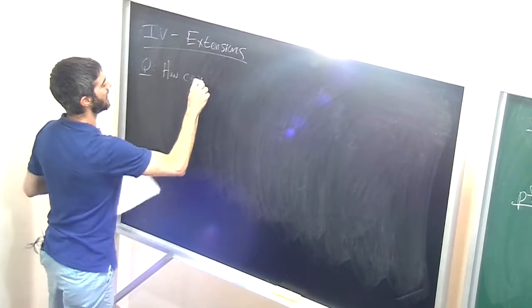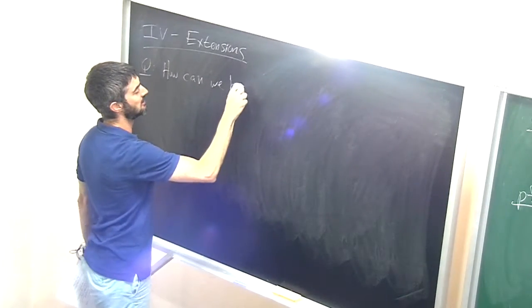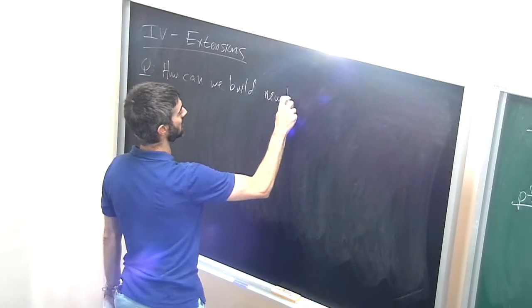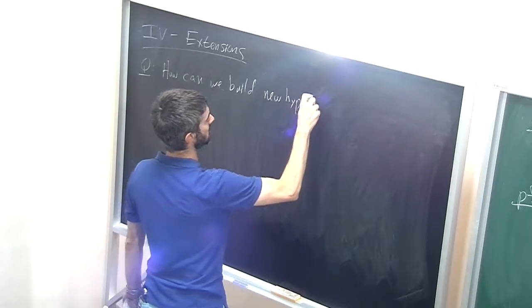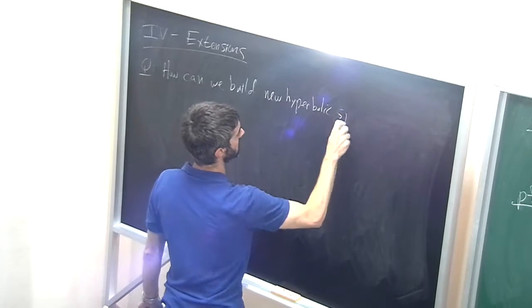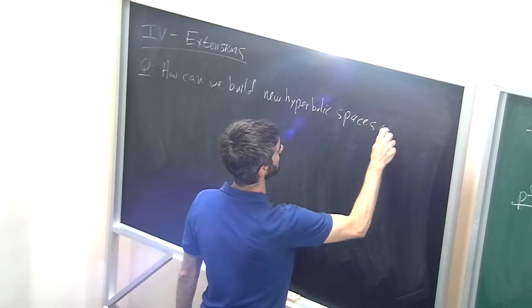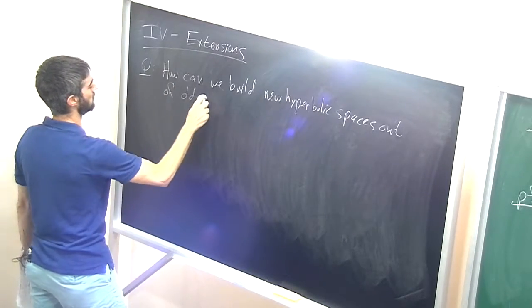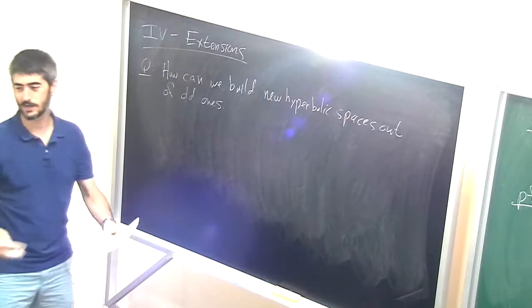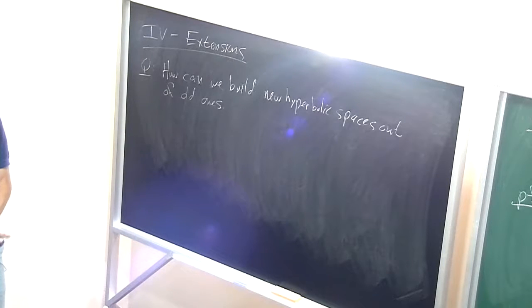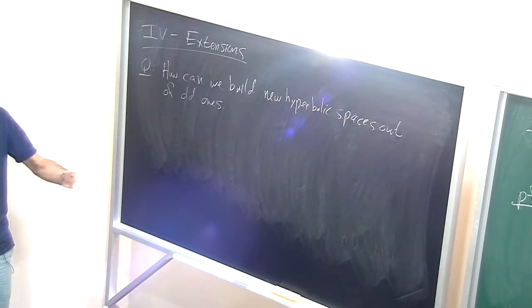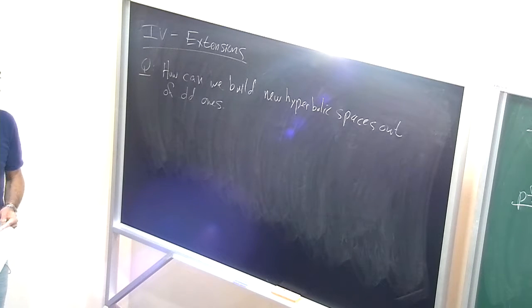So the basic question is, how can we build new hyperbolic spaces out of old ones? It's like I want to do some construction process. I have a bunch of building blocks that are all hyperbolic, and I want to glue them together in some way, and I want the result to be hyperbolic. That's the basic question.